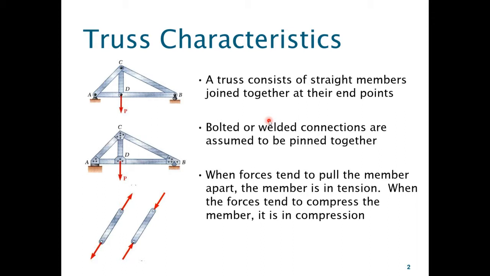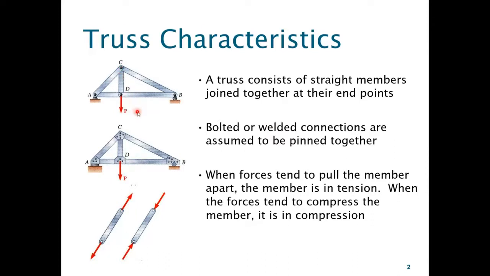so we've two members connected together in a truss, and what we're saying is a pin connection. In other words, one member relative to the other is free to rotate. So there's no resistance to rotation at the end of the member. They're free to rotate relative to each other, so there are no moments induced at the end of the member.